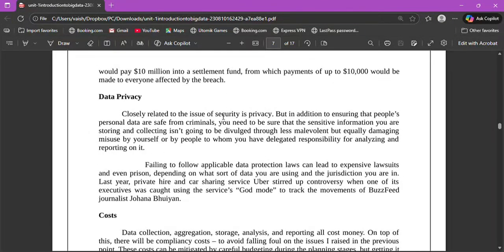Now, fourth point is cost. Data collection, aggregation, storage, analysis, and reporting all cost money. On top of this, there will be compliance cost to avoid falling foul on the issue of privacy. Bad analytics.